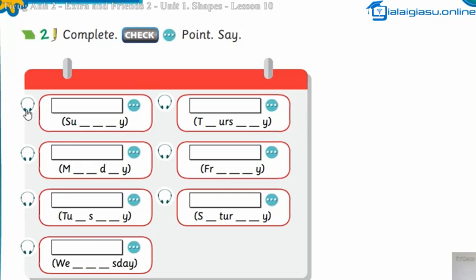Sunday. Monday. Tuesday. Wednesday. Thursday. Friday. And Saturday. Rồi bây giờ các bạn hãy làm từng câu với cô nha.